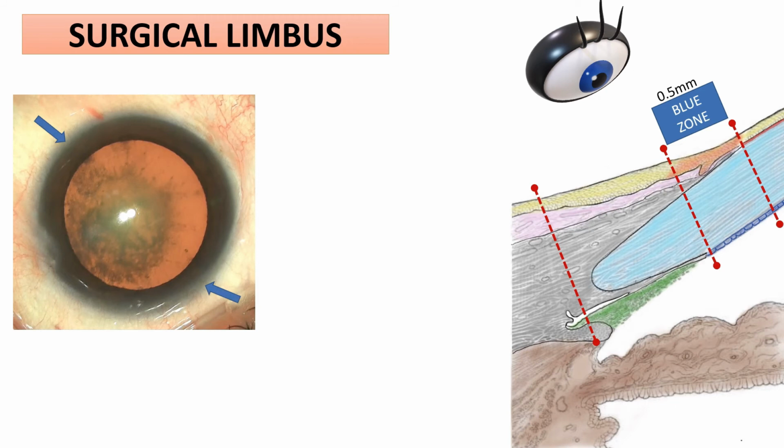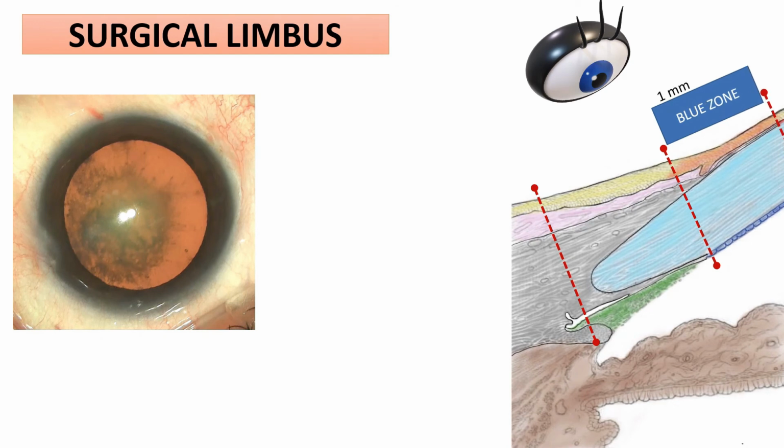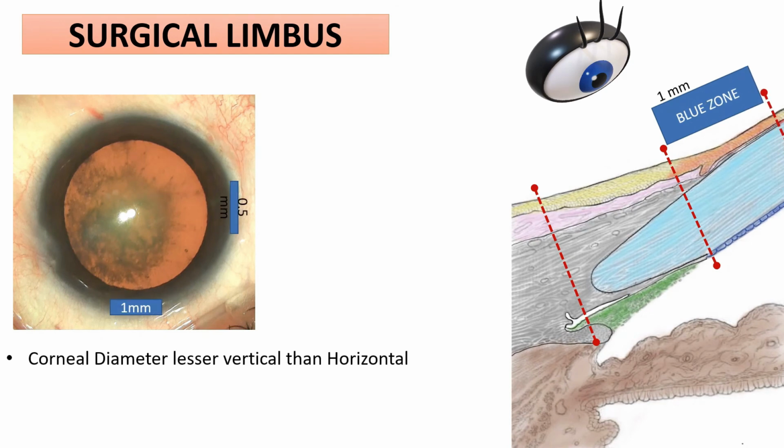As we have seen previously also, the blue zone is narrow horizontally, about 0.5 millimeters, and since the limbal epithelium extends more into the cornea in the superior and inferior parts, that's why the blue zone is around 1 millimeter superiorly and inferiorly. This is also the reason why the corneal diameter is lesser vertically than horizontally. That is because the limbus extends more into the cornea superiorly and inferiorly.